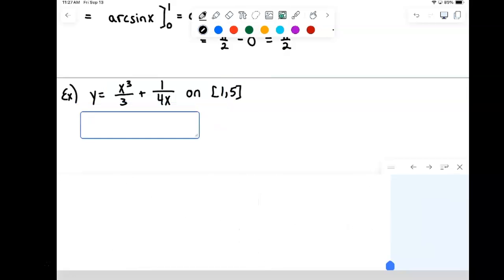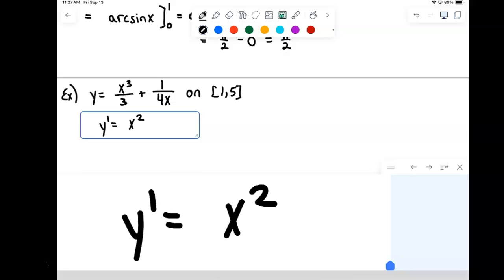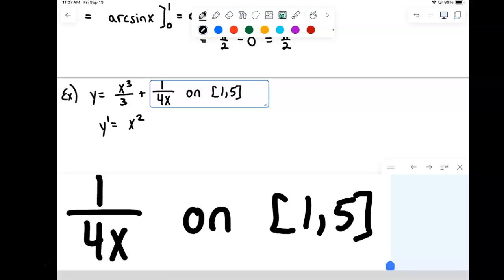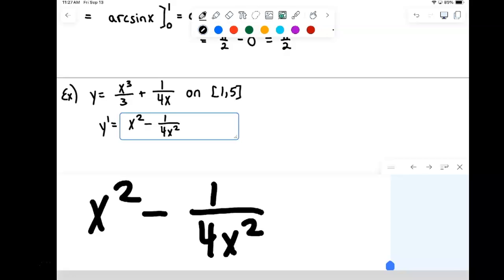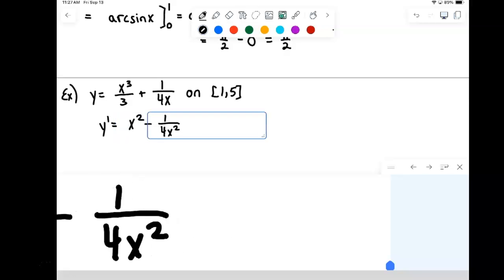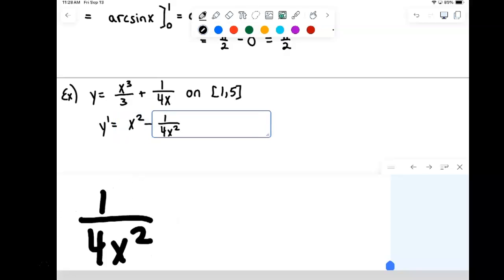Okay, so arc length, first thing we need to do, the formula calls for the derivative, so we compute the derivative here. We multiply by 3, that would just give us an x squared. This would be 1/4 x to the minus 1. When you do that derivative, you'll get minus 1/4 x to the minus 2, which I'm going to go ahead and rewrite as 1 over 4x squared. And before I go putting this into my formula, I'm going to get a common denominator, which would be 4x squared.